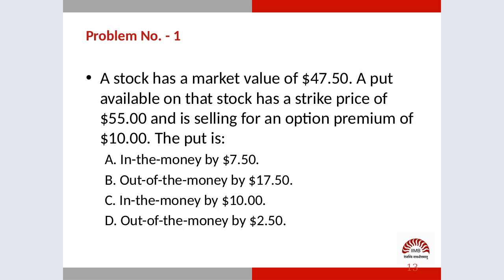Okay, let's look at a few examples before we move on to the next set. Market value of $47.5. Put is available on the stock with a strike price of $55 and is selling for an option premium of $10. So, which of this is the correct statement? Without looking at the answers on the next slide, any one of you, would you want to attempt it and put it out on the chat box?